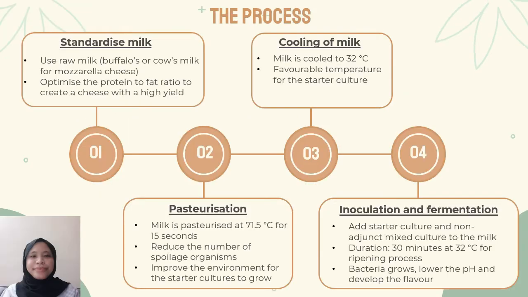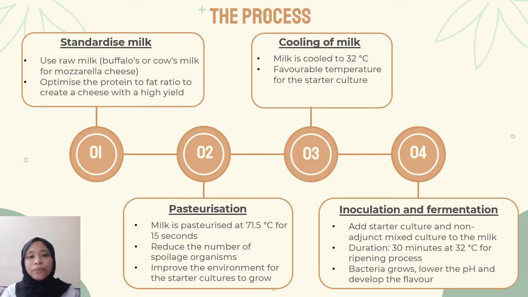The first step is raw milk will be standardized to optimize the protein to fat ratio to create a cheese with a high yield. Second is pasteurization. The milk will be pasteurized at 71.5 degrees Celsius for 15 seconds. This is to reduce the number of spoilage organisms and improve the environment for the starter cultures to grow. Next is cooling of milk. The milk is cooled to 32 degrees Celsius, which is suitable for the growth of the starter cultures later.